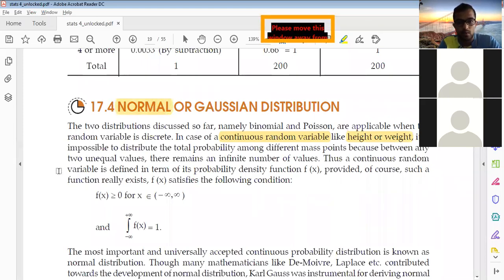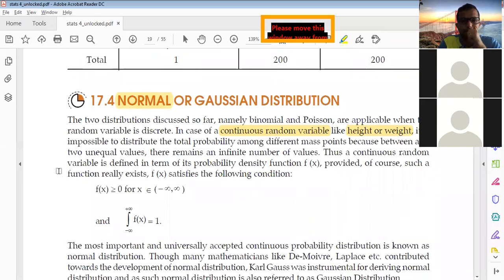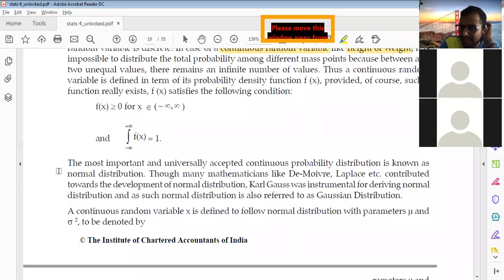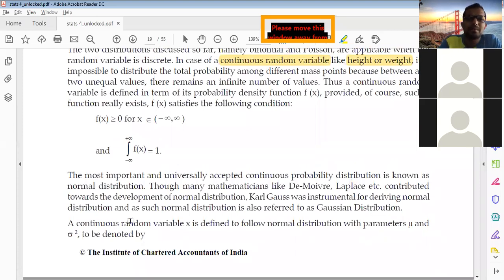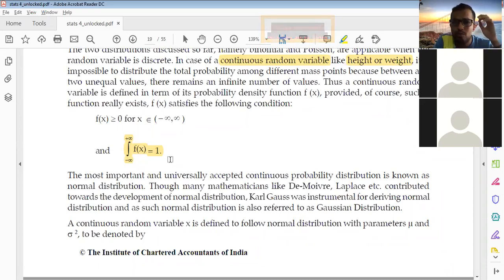Now, what condition does it have to satisfy for a continuous random variable? Just remember the condition, students. This is the condition: the integration from minus infinity to plus infinity of f(x) dx equals 1. No matter discrete or continuous, the answer is 1 itself, because the total of a probability distribution is 1.